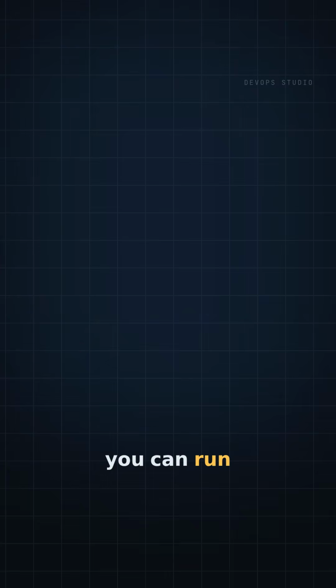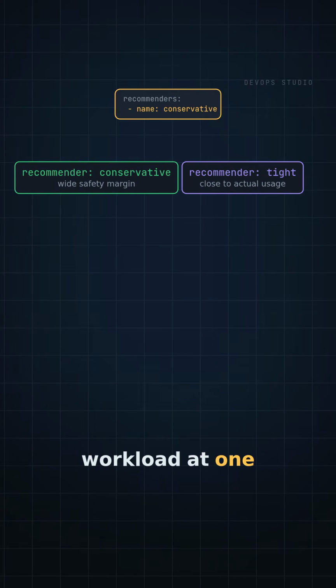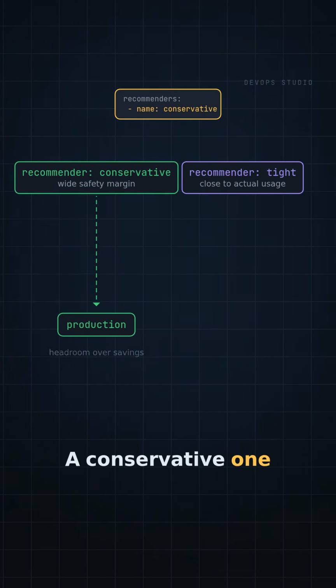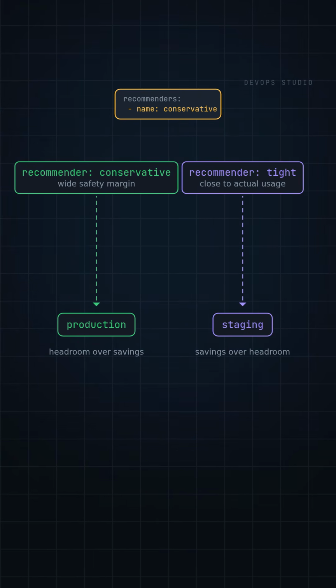At platform scale, you can run more than one recommender, tune differently, and point a workload at one of them by name. A conservative one for production, a tighter one for staging.